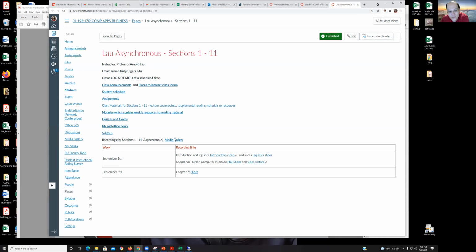As mentioned before, I have this media gallery. We also have the modules that has the reading material for every week. And I'll be adding on to this grid at the bottom. You can see here, September 5th, I'll be putting the videos on here, links to the videos here shortly.